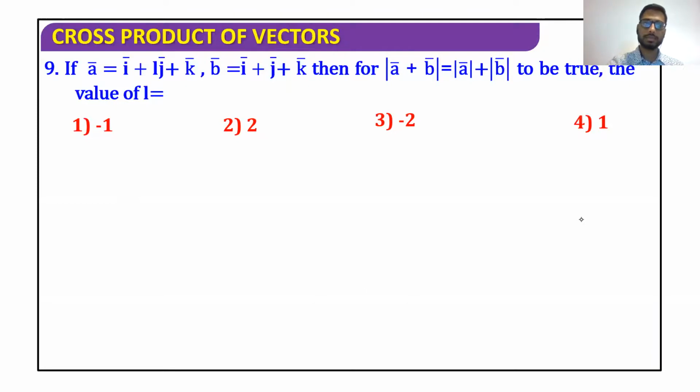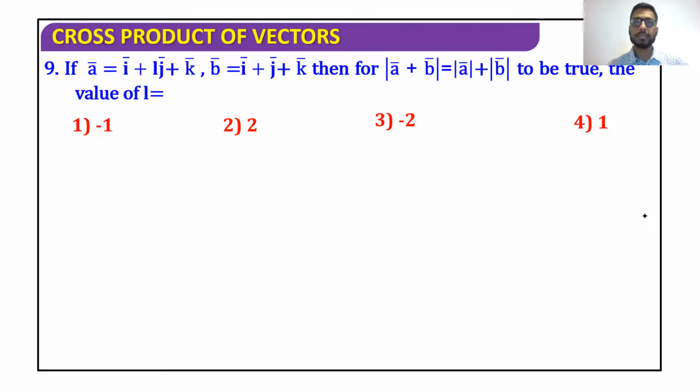Okay, let's see the next question. A bar and B bar are given, and it is also given that magnitude of A plus B is equal to the individual magnitudes, so magnitude of A plus magnitude of B. Then the value of L is equal to question mark. As I said previously, whenever some relation is given to you, you can square on both sides because squaring would simplify your values.